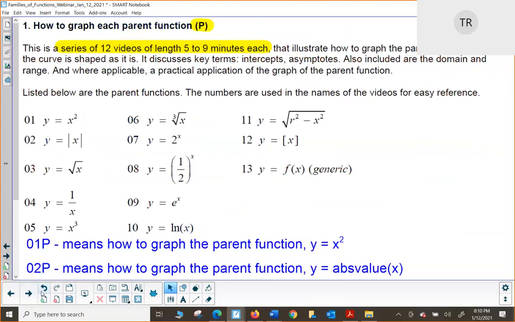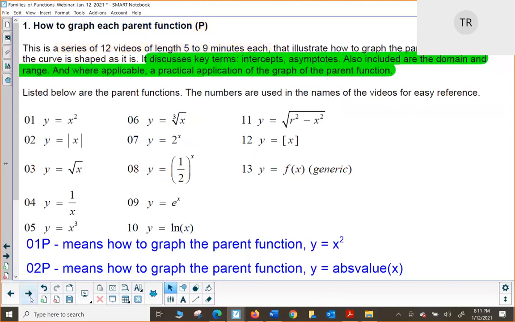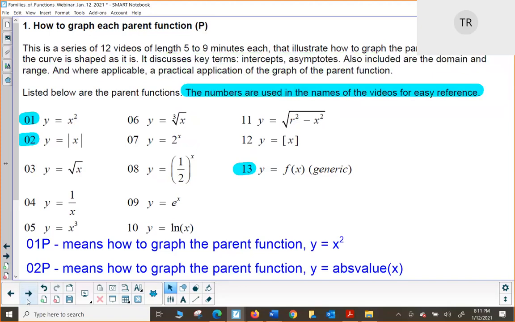They are a series of videos, length 5 to 9 minutes each, and that may sound long, but I think they're necessary. So if you see 0, 1P, that's how to graph y equals x squared. If it's 0, 2P, it's how to graph the absolute value function, and so on. There are also key terms, intercepts, asymptotes, domain and range, and also a practical application of the graph of the parent function in that video. The numbers are for easy reference, and we do also have a generic function that's created with piecewise functions, and that can change. It's not always the same piecewise function.